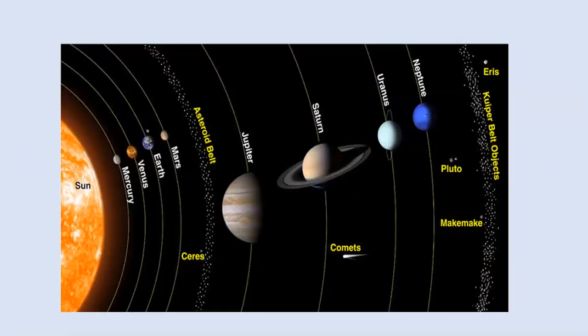Okay, so let us move ahead and let me ask you a few questions. Students, observe this picture and tell me, which planet has rings around it? Yes. Did I hear Saturn? Absolutely correct. Saturn has rings around it.